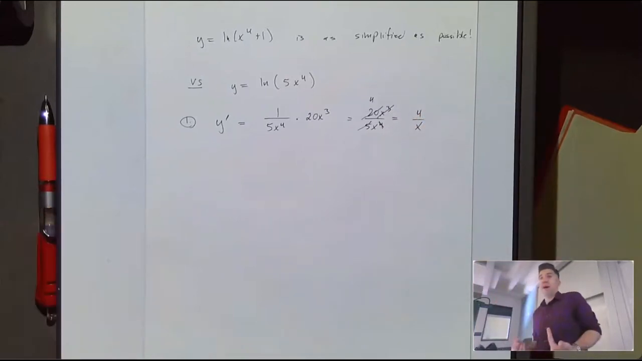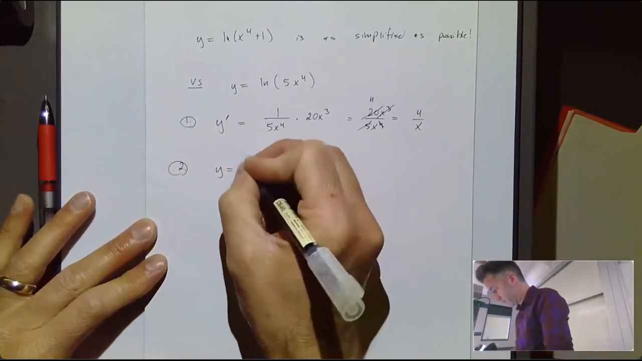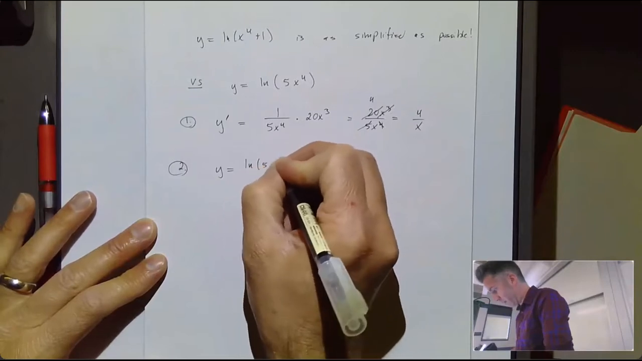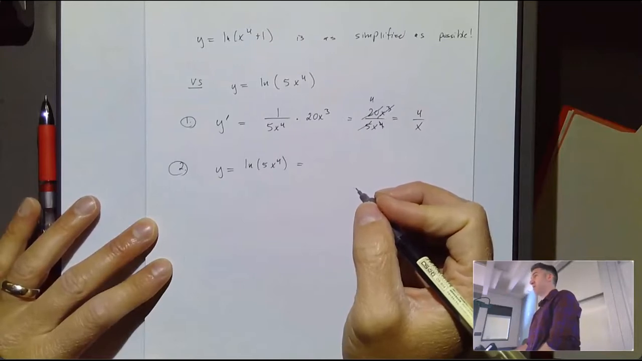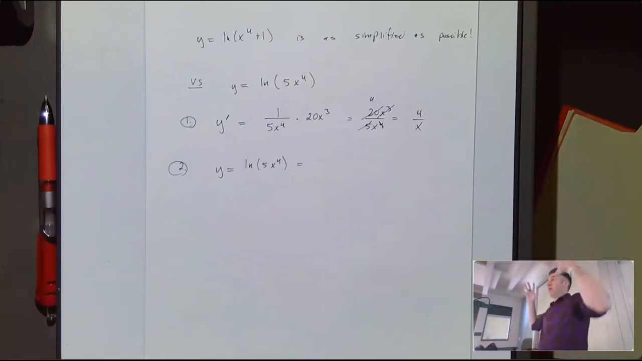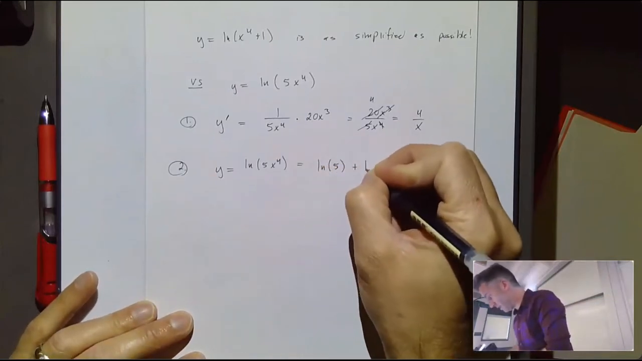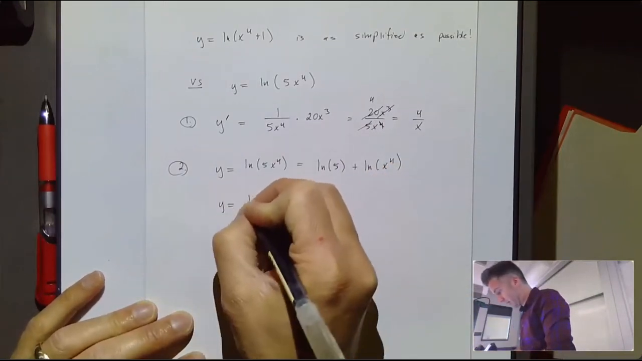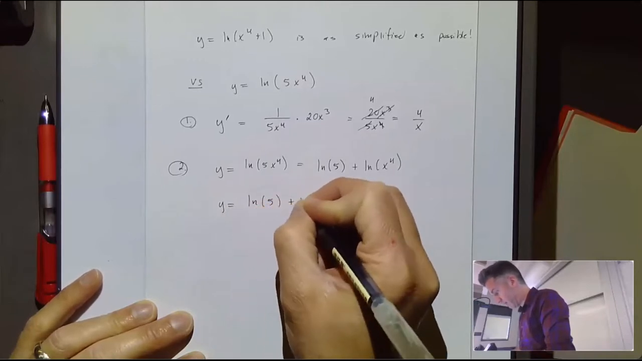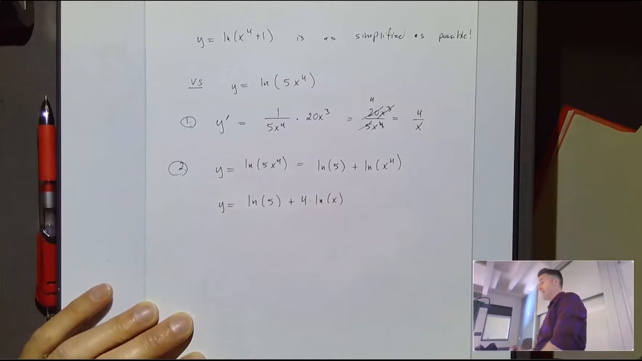Alternatively, we could have simplified it first. We could have said y is equal to the natural log of 5x to the 4th. I can't bring the power of 4 down yet, because the power has to be on the entire thing to be able to bring it down in front. But what I can do is break this up as the natural log of 5 plus the natural log of x to the 4th. And then I can rewrite that as the natural log of 5 plus 4 times the natural log of x. And now I can take the derivative.